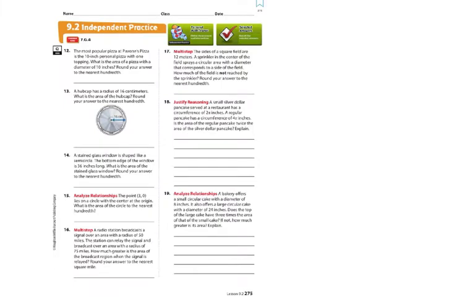So the problems that you guys wanted to discuss were 17. Let's start with that one, okay? And so it says the sides of a square field are 12 meters. The sprinkler in the center of the field sprays a circular area with a diameter that corresponds to the side of the field. How much of the field is not reached by the sprinkler? And then round your answer to the nearest hundredth.